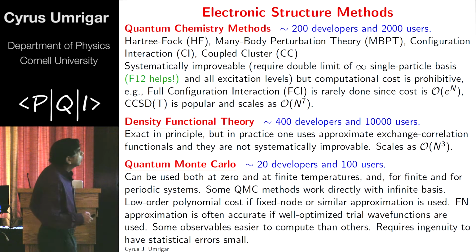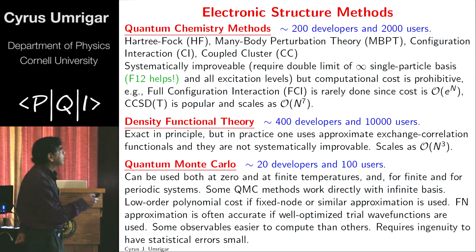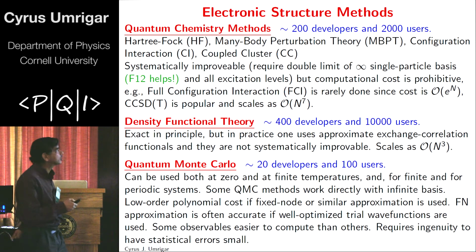Okay, so electronic structure methods. There are three broad classes of electronic structure methods: quantum chemistry methods, density functional theory, and quantum Monte Carlo. Now, I don't really know how many people work in each of these areas, but I've tried to give you a very, very crude estimate. And the main point is that the number of people who work in quantum chemistry methods and density functional theory is far larger than the number of people who work in quantum Monte Carlo methods.